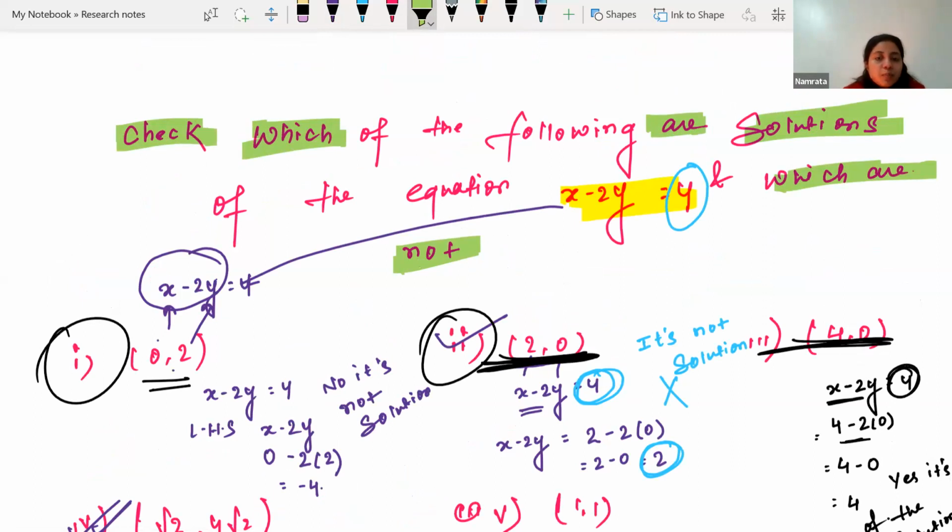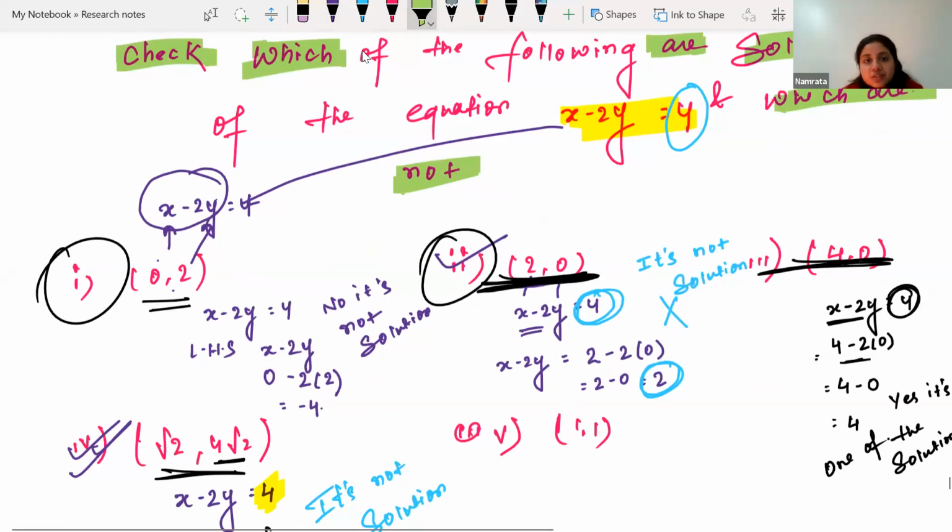That's what we got now. For the next one, number 2, we have discussed that 2 comma 0 is given. So we have substituted 2 and 0 in the left hand side only, in the x minus 2y part, and then we have done the calculation. After doing the calculation, we must get 4. Here also we were not getting 4, as you can see over here. So I have written here, it's not a solution.